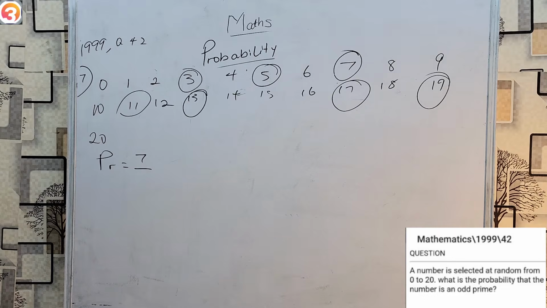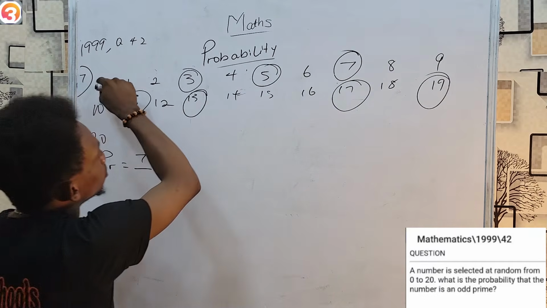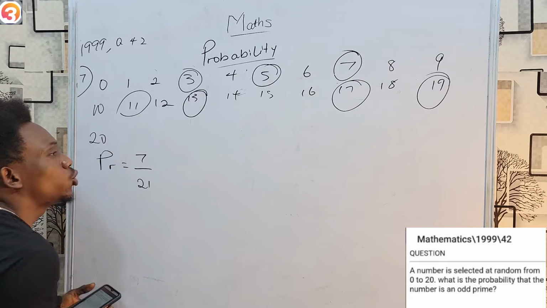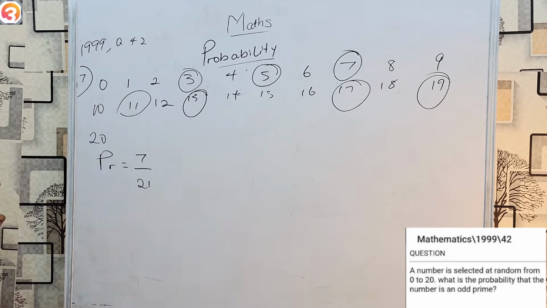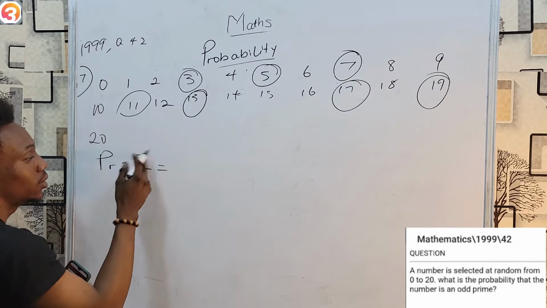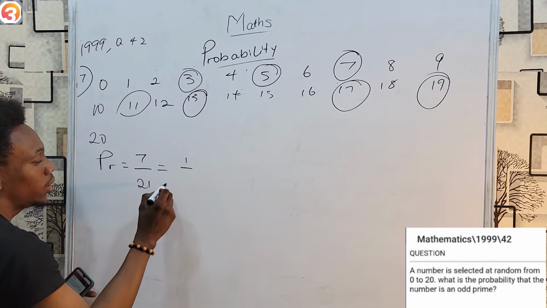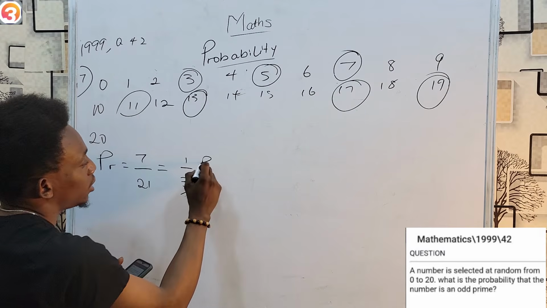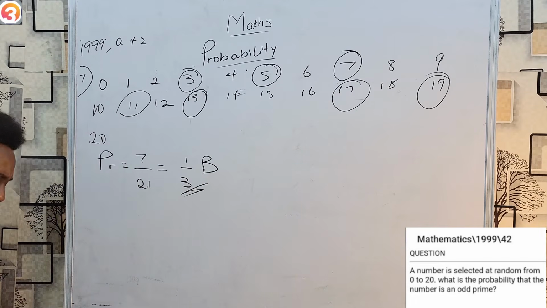And how many numbers were there altogether? Well, 10, 20, 21. So I had 21 options, but only 7 of them fit the criteria. Can I cancel out? Yes. 7 into 7 is 1. 7 into 21 is 3. So my answer is option B.